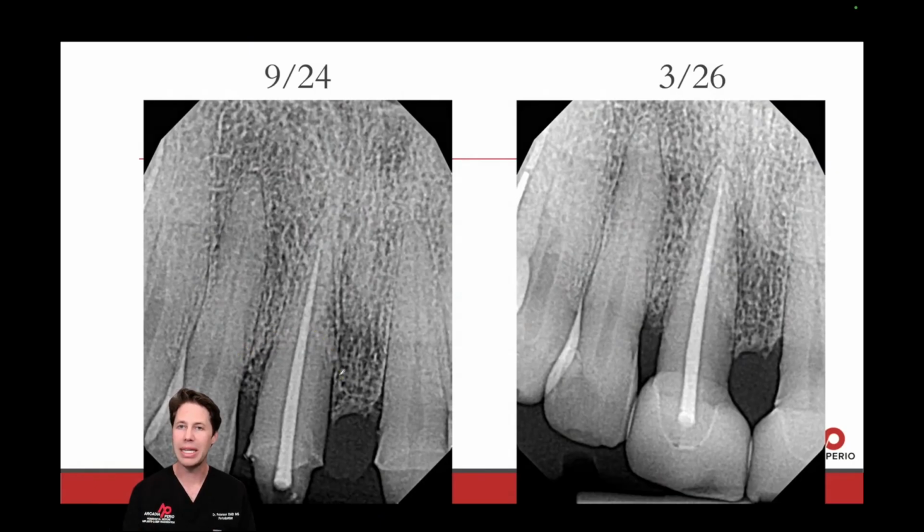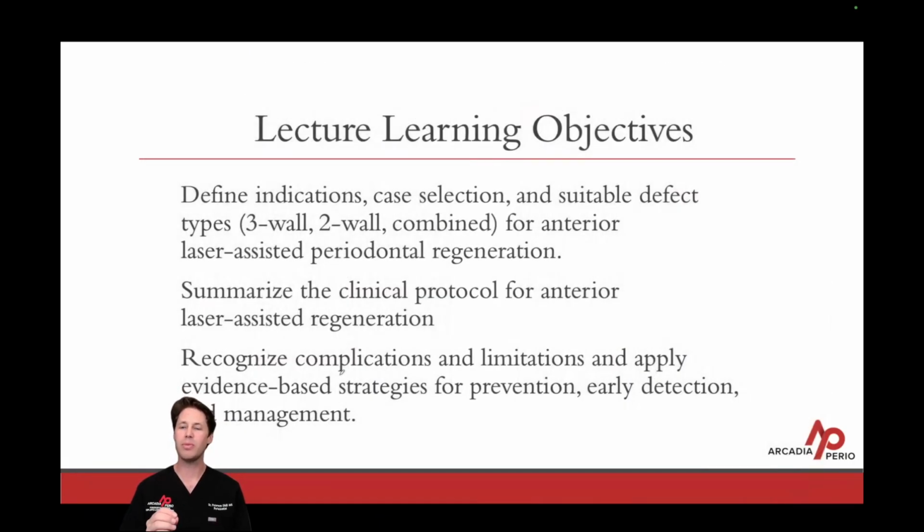Let's talk about a couple key learning concepts from this case before we look at clinical photos. One, I want you to be able to find the indications, case selection, and suitable defects, three-wall, two-wall defects that are narrow and deep. The more narrow and the more deep those defects, the more predictable the osseous regeneration. We also have to control for any endodontic etiologies at play.